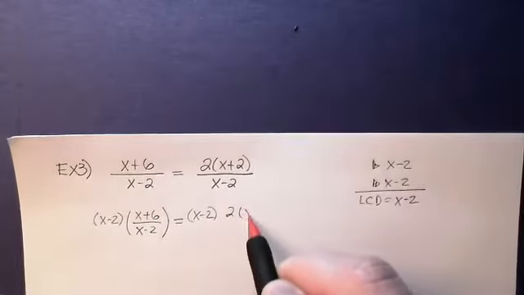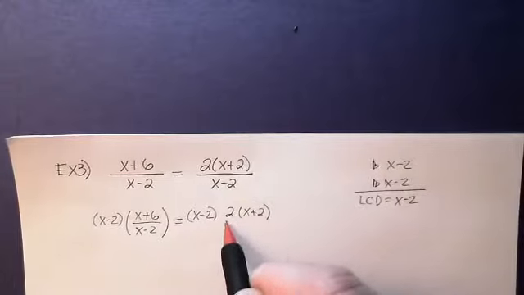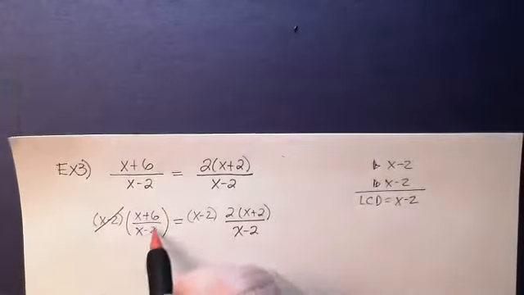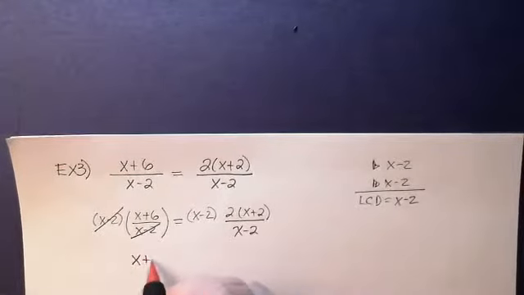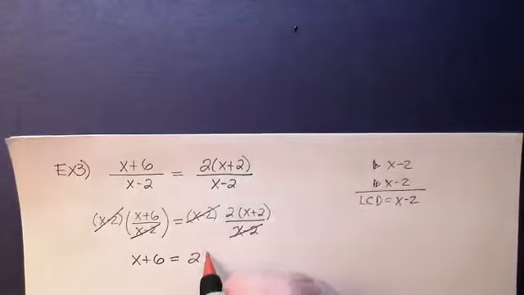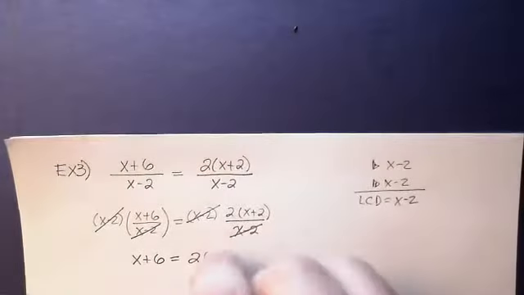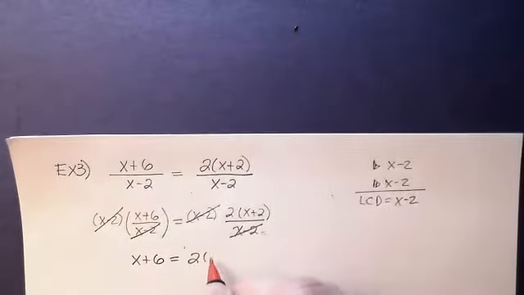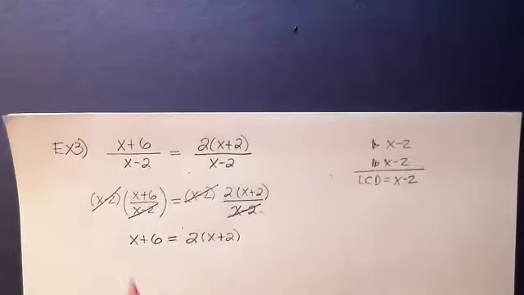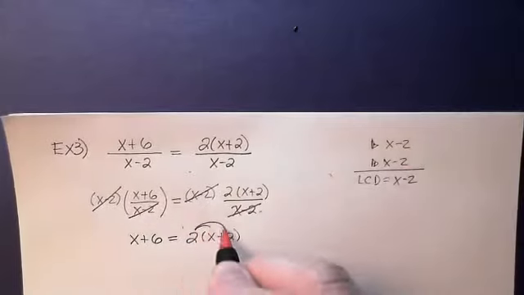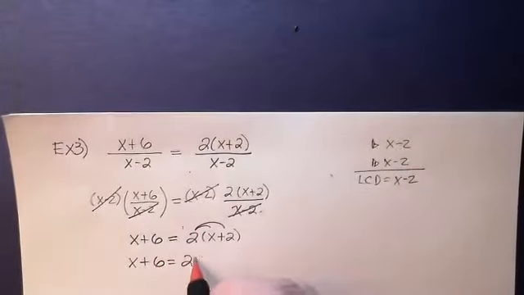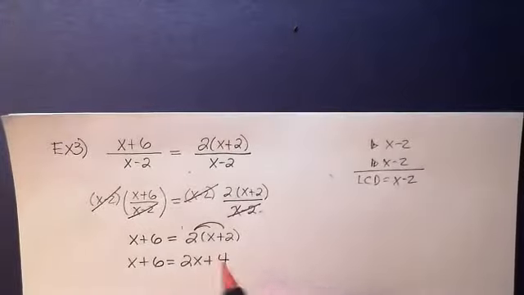let's see here. Basically, they're going to cancel. This cancels with that. You're left with x plus 6. This one's going to cancel with that. You're left with 2 times (x plus 2). Alright, then it's a very simple equation where we can solve it. So first thing I'm going to do is just use the distributive property. And I'm going to get 2x plus 4.